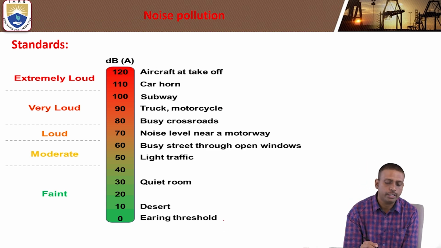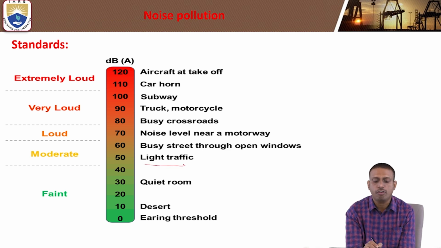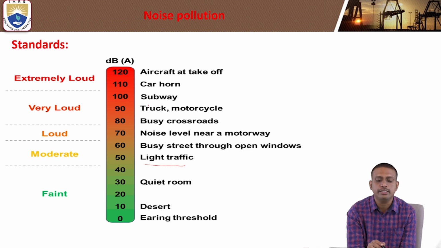Now, what are the types? Faint, moderate, loud, very loud, and extremely loud, with decibels, is given on the left side. Faint: the threshold of hearing, a quiet room, is 30 decibels. Moderate: light traffic is 50 decibels, and 60 decibels is a busy street through open windows. Noise near a motorway is 70 decibels, 80 is a busy crossroads, trucks and motorcycles produce 90 decibels.